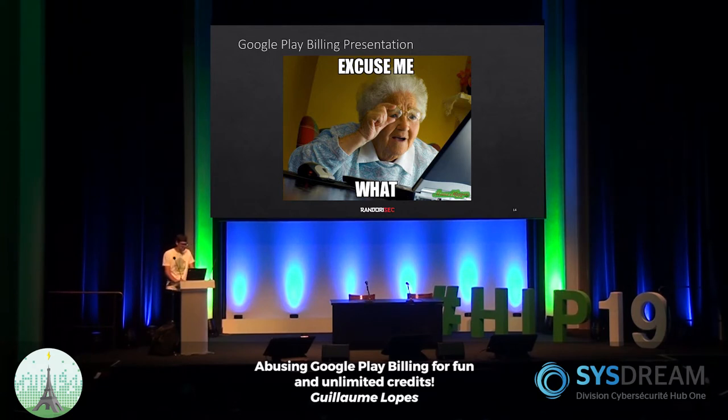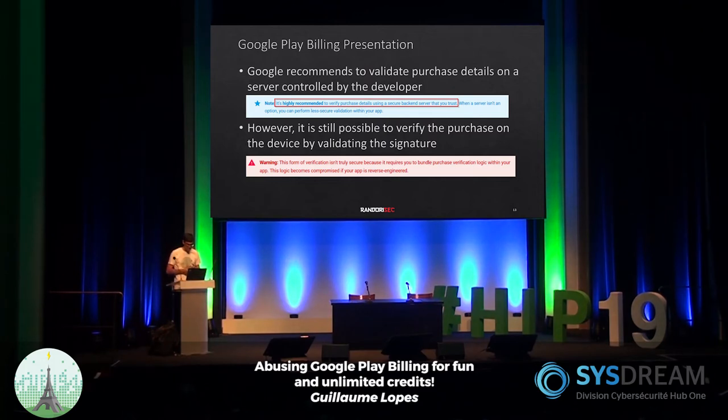If you look deeper at the Google documentation, they tell you that, in fact, we recommend to validate the purchase on a server controlled by the developer. However, if you can't, you can still perform a less secure validation within your app. It's allowed by the design provided by Google. But they warn you that this form of verification isn't truly secure because it requires bundling purchase verification logic within your app. So it means if someone reverse engineers your application, you're screwed.